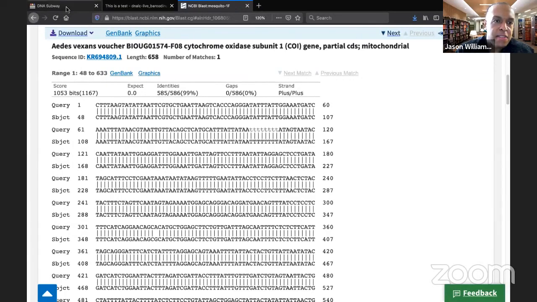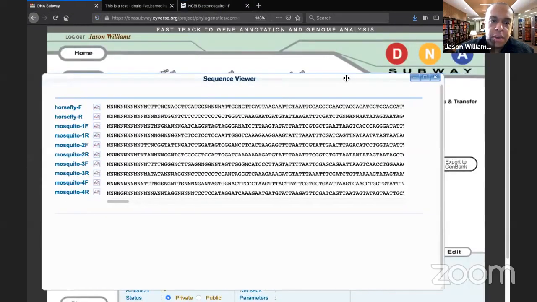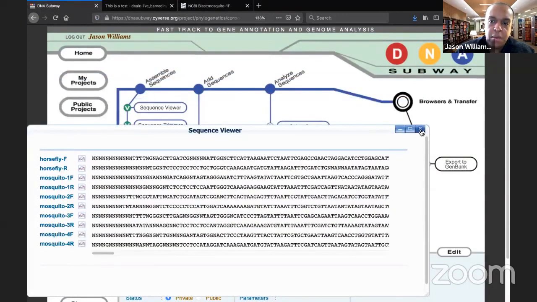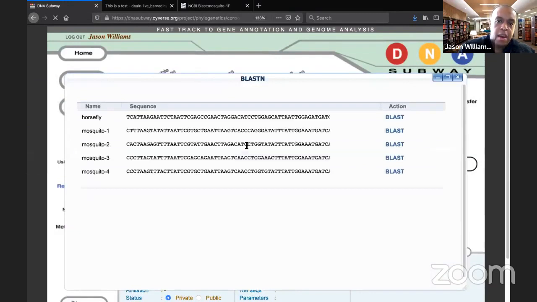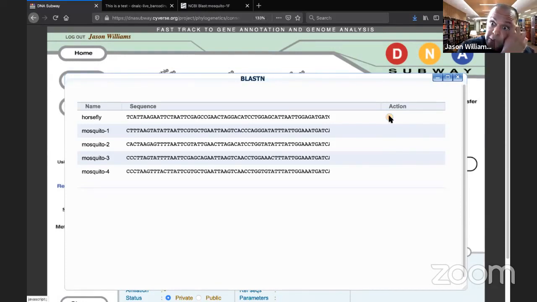And back on DNA Subway, what we want to do is close this window, and click on BLAST N. We can go ahead with the horsefly and click BLAST and give it a few seconds. It's going to do that BLAST search in the DNA Subway database, which is not 100% the same as the NCBI database, but we do update it.